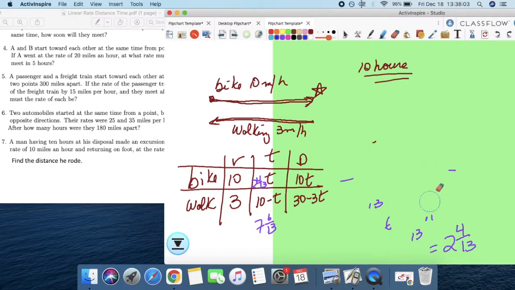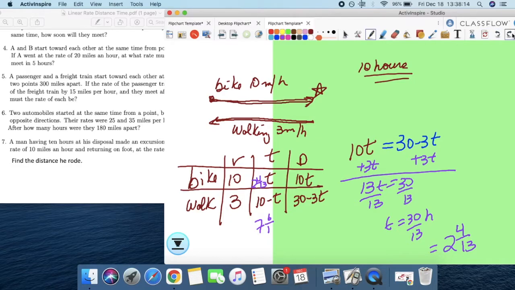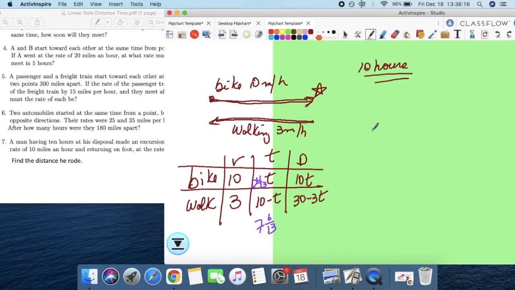All right, I want to double check the distance, because they have to be equal to each other. So if I multiply 10 times 30 over 13, it has to be equal to 30 minus 3 times 30 over 13. Over here I get 300 over 13, which I'm fine with. And here I get 30 minus, what number is this?